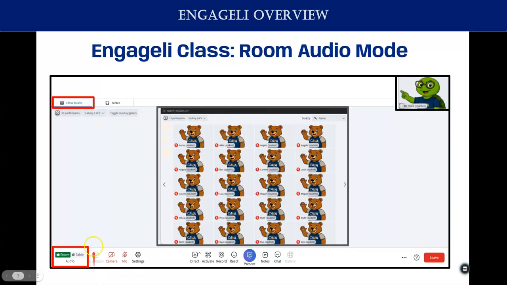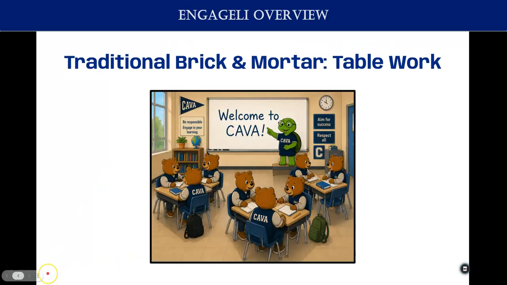Similarly, in the Engageli class, when in the default room audio mode, everyone can see and hear one another, and you teach from the podium, which functions like being in front of the class. In either scenario, you would want to ensure you have established classroom expectations to ensure that everyone is respectful, responsible, engaged, and aiming for success. Students do best when these expectations are clear and repeated often.